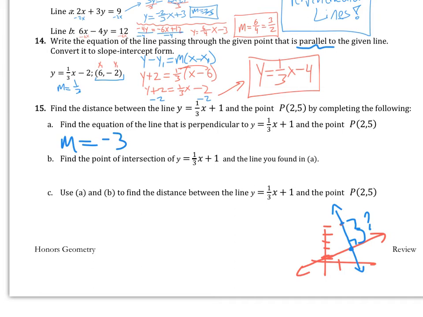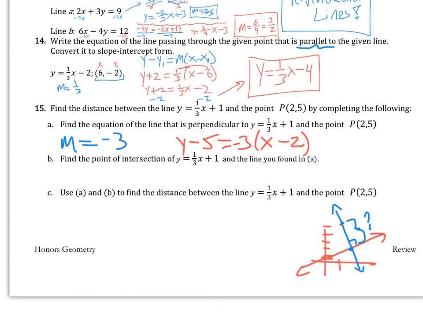So we can write an equation now. We have y minus y1. Our y1 here is this 5. And our x1 is 2. So -3 is our slope times x minus x1. Point slope form. We're using this point slope form up here, right here.